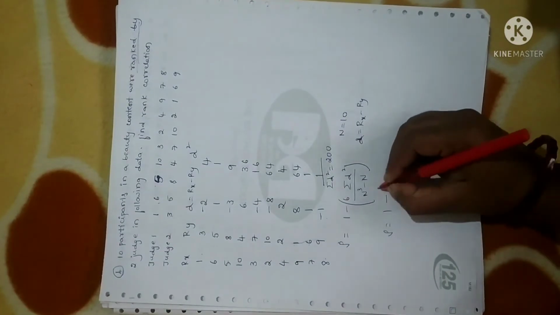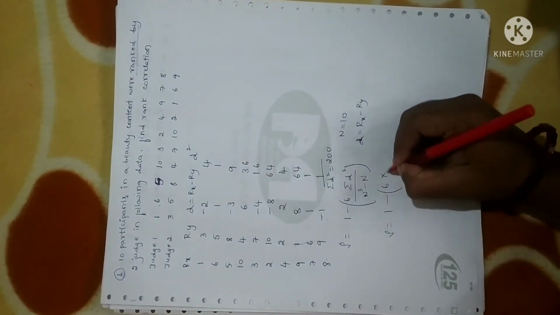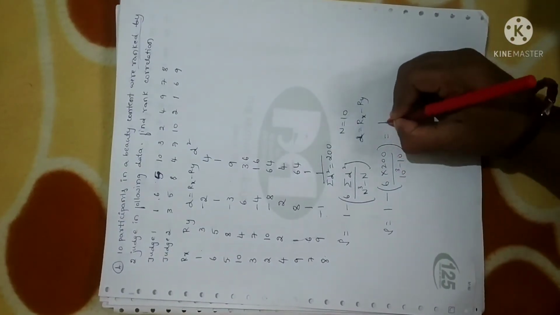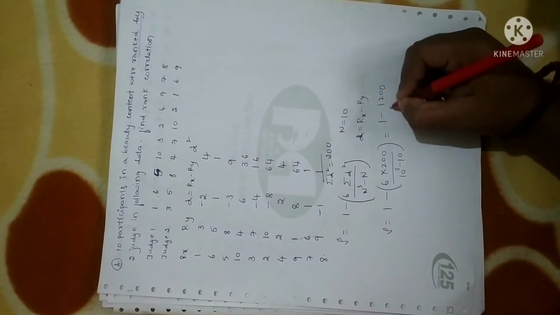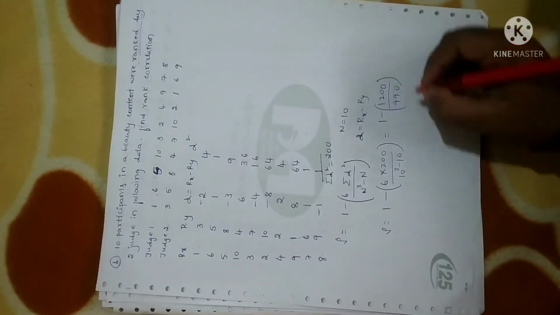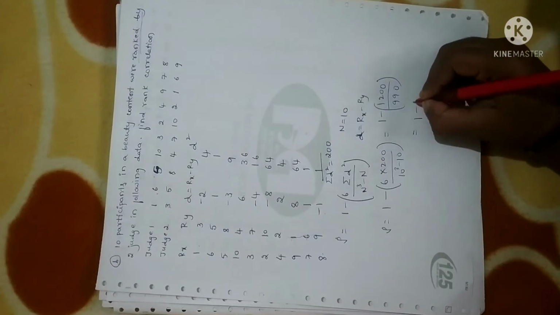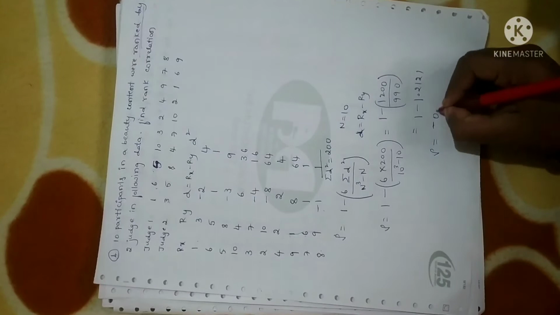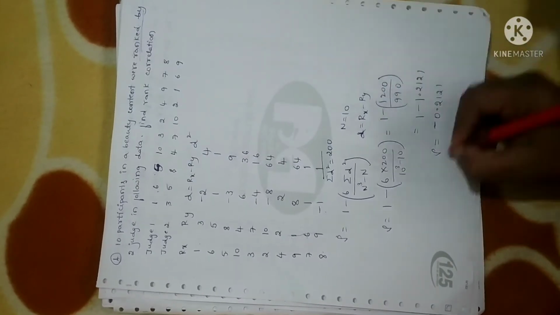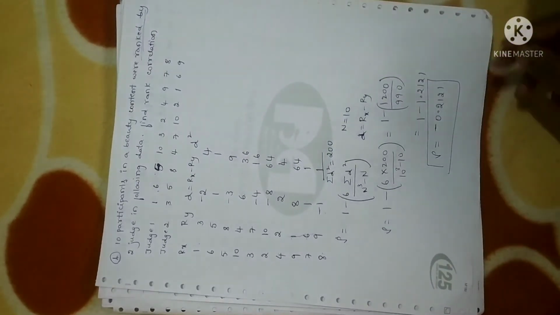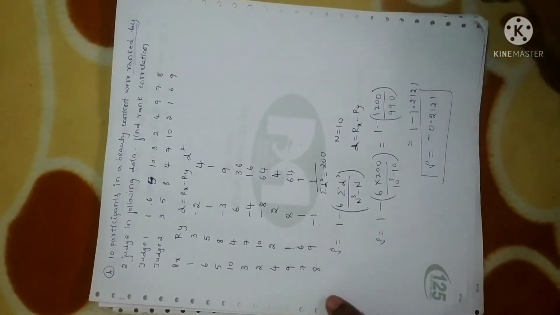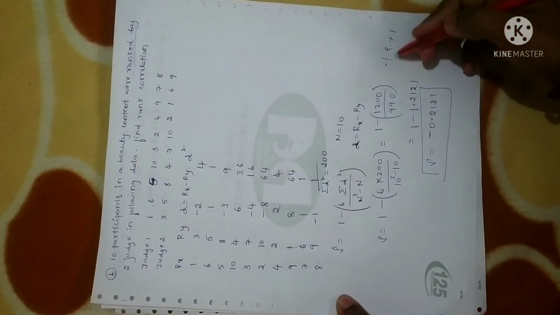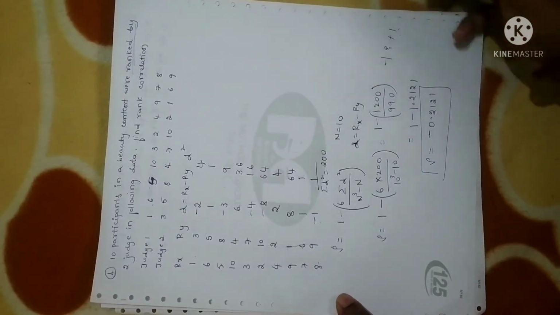You will get 1 minus 6 into sigma d square, which is 200, divided by 10 cube minus 10. So after simplification, you will get 1 minus 1200 divided by 990. So you will get 1 minus 1.2121. After simplification, you will get minus 0.2121. Anyhow, no need to worry about it. Why? Because as I already told you, rank correlation will be in between minus 1 and plus 1. So no matter what you get, it will be in between these two values, or it may be equal to these values.